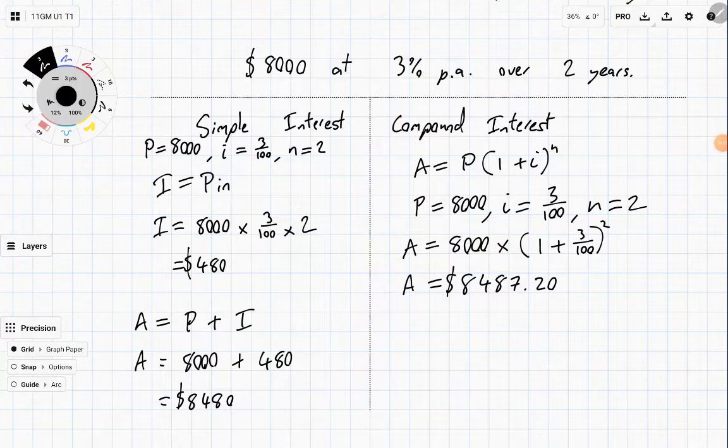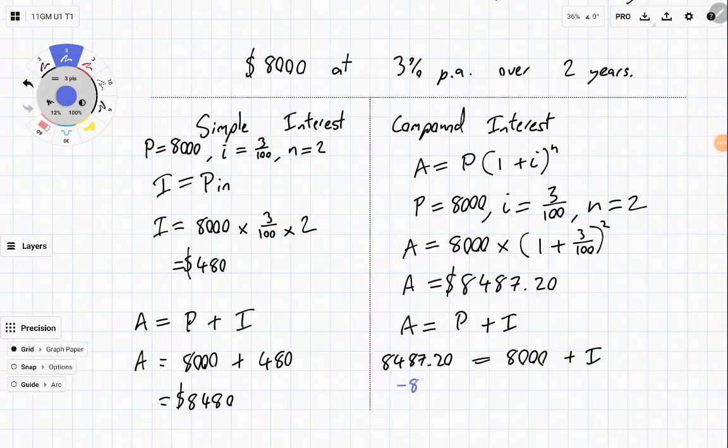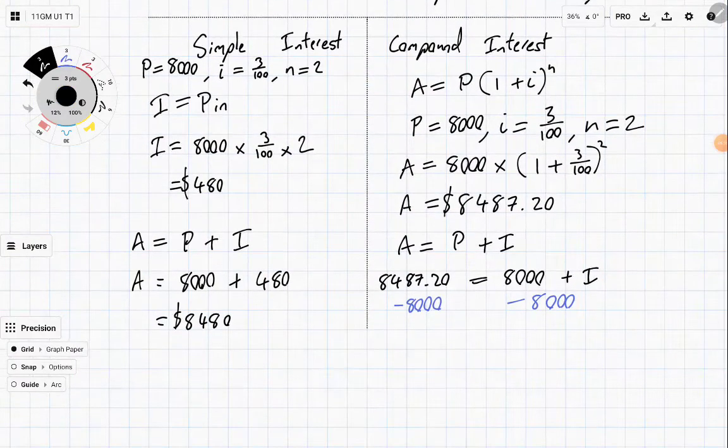But let's go back and look at the interest, right? In this case, we know what the amount in the account is, the future value of the account is, but we don't actually know what the interest was. So we're going to use that formula, A equals P plus I, and substitute A and P in. $8,487.20 is equal to $8,000 plus I. Subtract 8,000 from both sides, and that leaves us with $487.20.